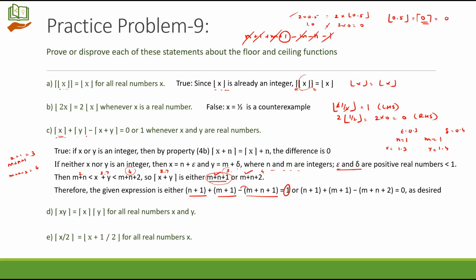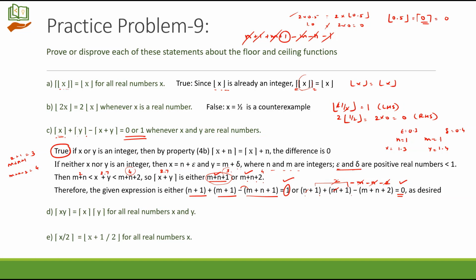What about if x plus y is taken as m plus n plus 2? In that case we will have n plus 1 plus m plus 1. Then here it will be minus m minus n and minus 2. Here m and minus m will get cancelled. N and minus n will get cancelled. 1 plus 1 will give you 2. So 2 and minus 2 will get cancelled. So you will have only 0 as the answer. Now what are the two possibilities? It will either be 1 or 0 is what they say. So whenever x and y are real numbers, only two values are possible. So we are sticking to true.